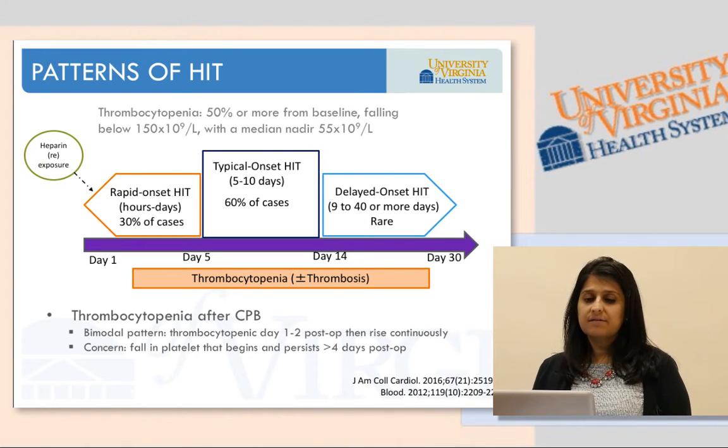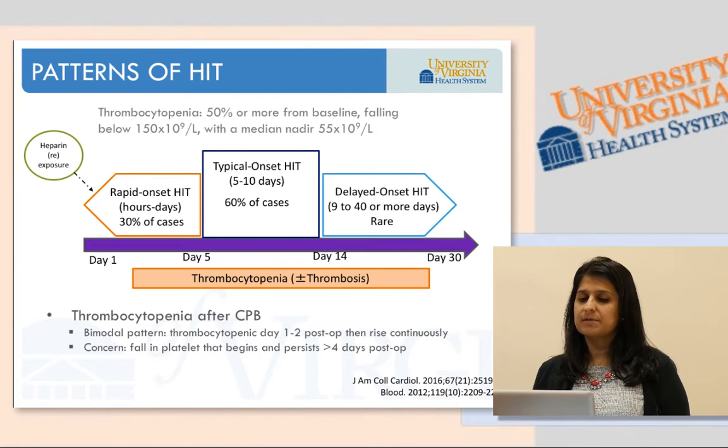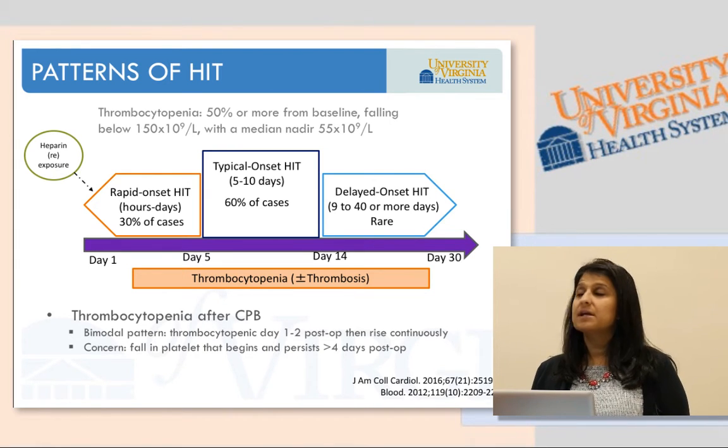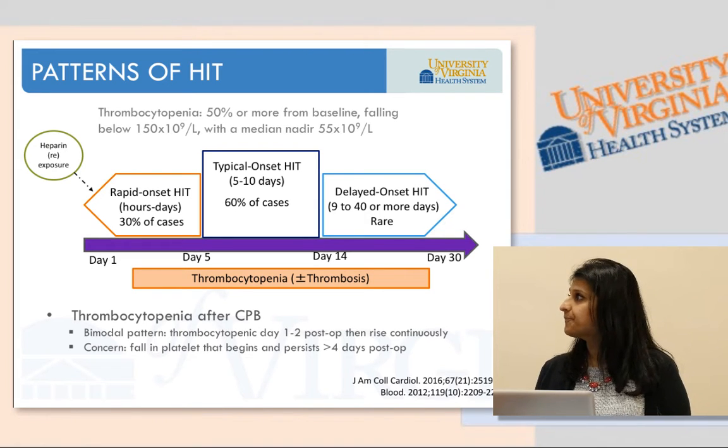So there's a rapid onset of HIT, which occurs within hours or days of heparin exposure. Usually these patients have received heparin previously in the last 100 days. And then there's a typical onset of heparin-induced thrombocytopenia, which occurs within 5 to 10 days of heparin exposure, and that's mostly the types of patients we see here. There's also another onset pattern of HIT, which is the delayed, which usually occurs between 9 or 40 days or more of heparin exposure. In this pattern of heparin-induced thrombocytopenia, sometimes the platelet drop will happen even after heparin has been discontinued.